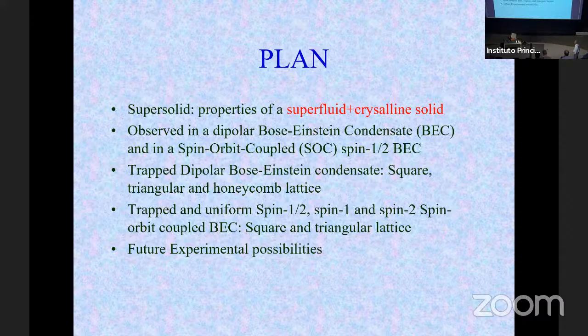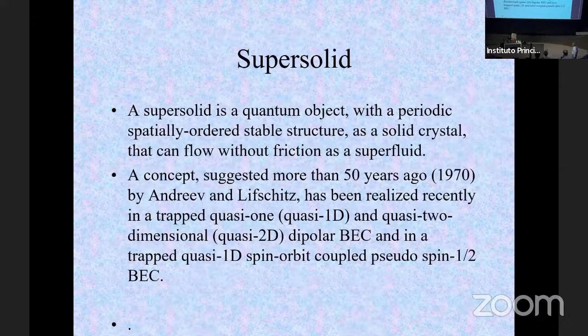And trapped and uniform spin half, spin 1, and spin 2, and even spin 3 systems, they show different types of symmetries. So apart from mean field calculation, you can do theoretical calculations, sometimes using variational approach, and sometimes using the solution of the problem with no nonlinearity, solution of the homogeneous problem. And from those solutions, you can construct these symmetries. And we'll talk about future experimental possibilities.